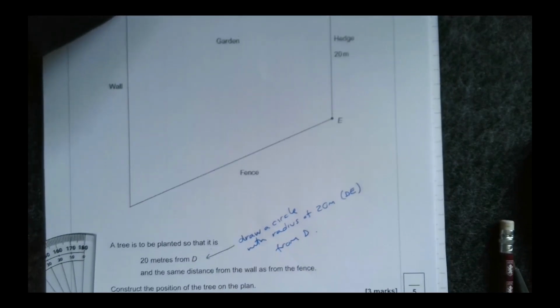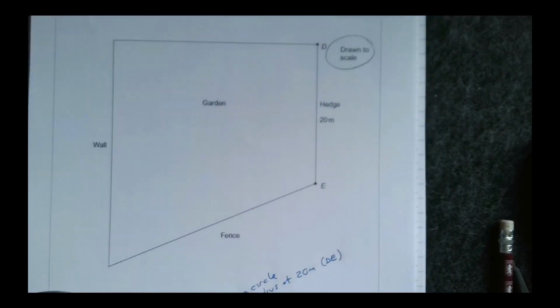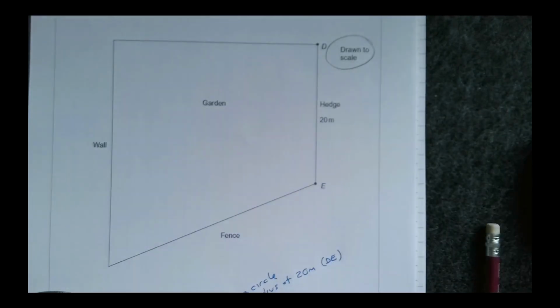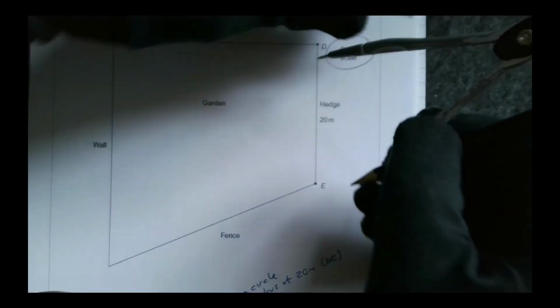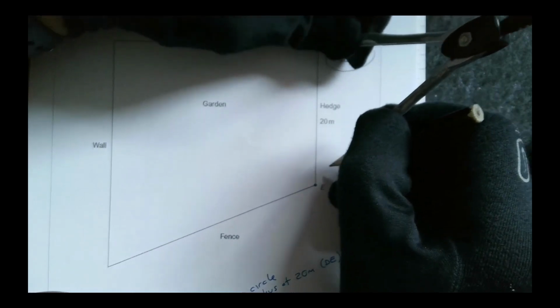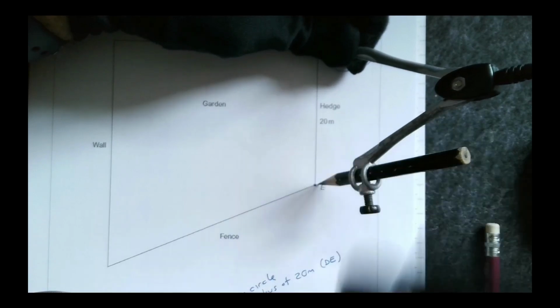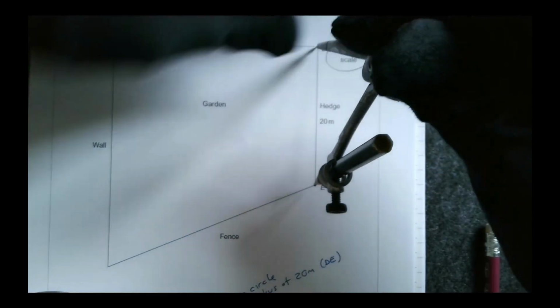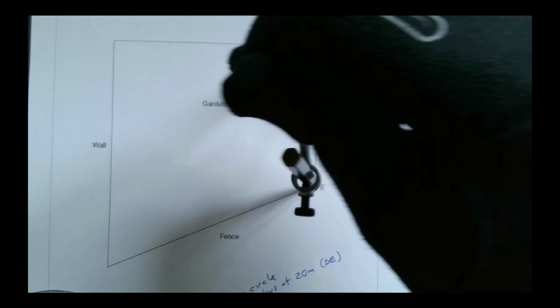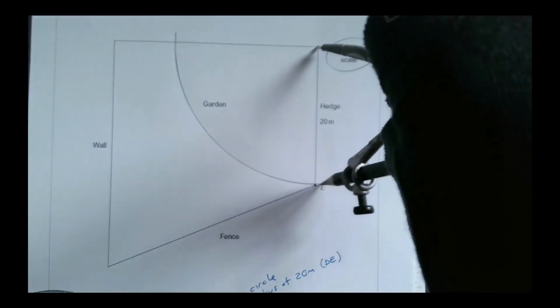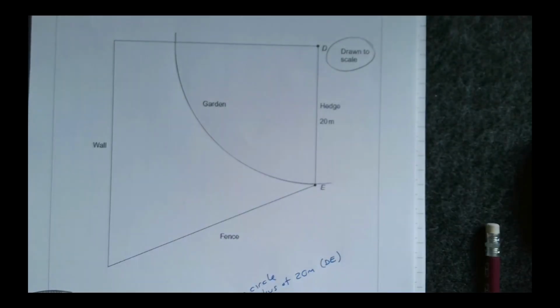For this, I'm going to move the diagram down and grab my pair of compasses. Now I haven't been given a scale, so I don't know what 20 meters is in centimeters, but I do know that this length here is 20 meters. So what I need to do is, with my compasses, put the pin on D and put the pencil so that it crosses E, just there. Then I correctly use my compasses and draw an arc like so. Again, you might want to extend it, but it should look something like that.